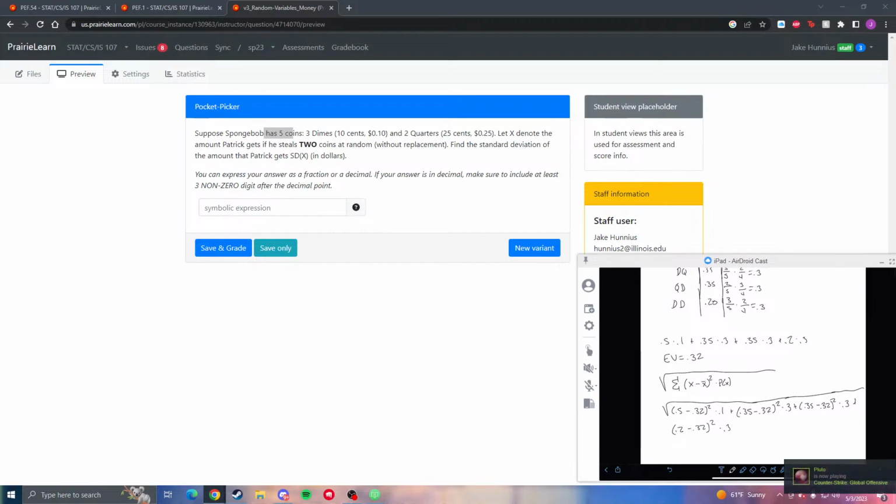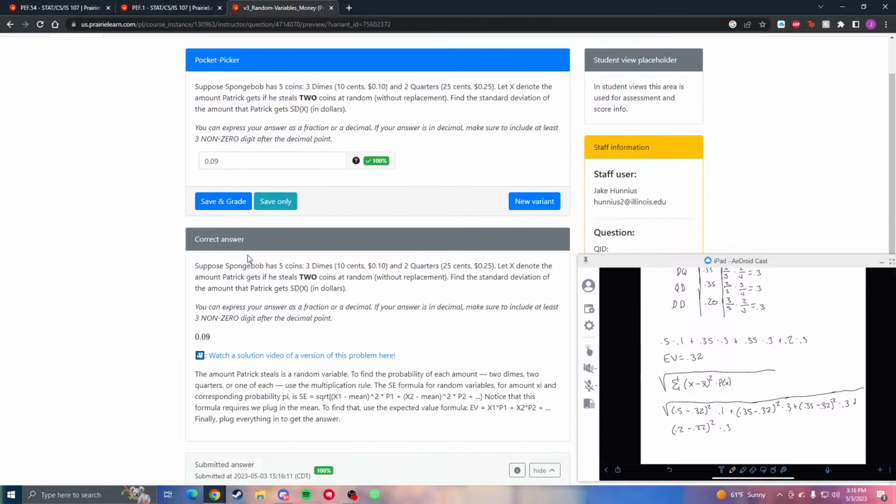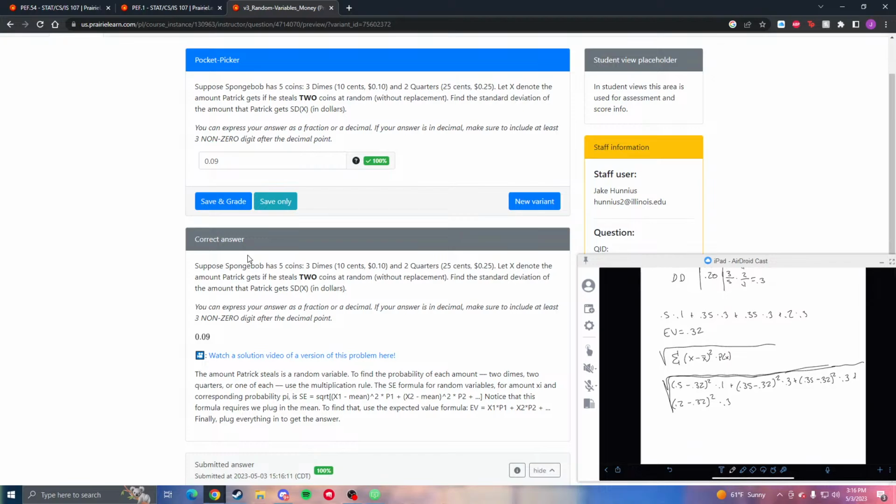And so then we get 0.09. I just did the calculation while I was waiting. Okay. And then that's our answer. So this right here, remember it's all under the square root sign, is equal to 0.09, which is our standard deviation.